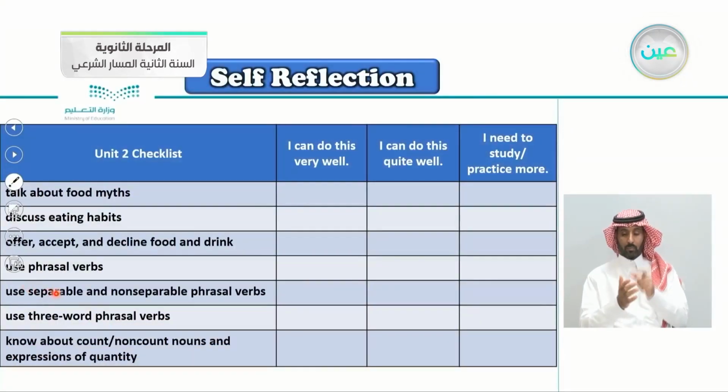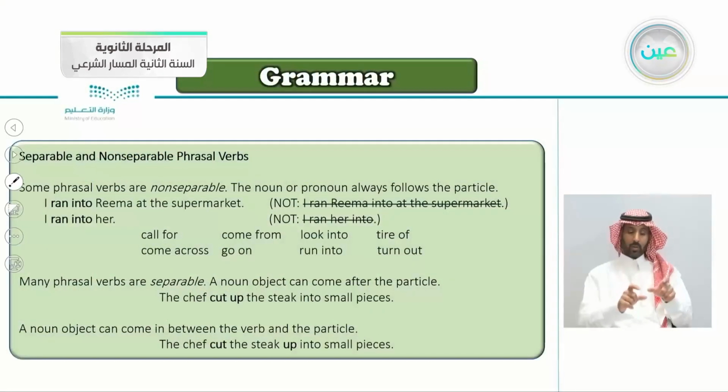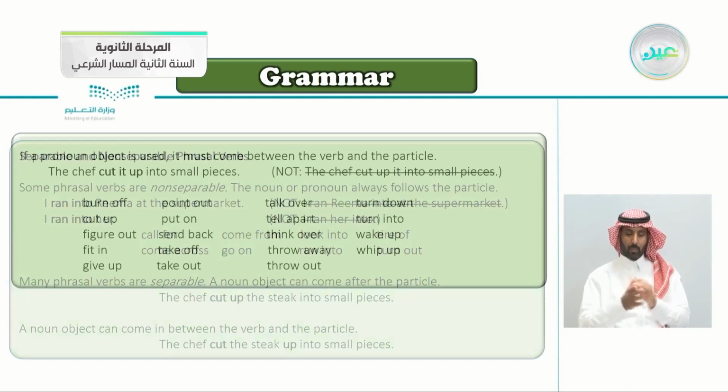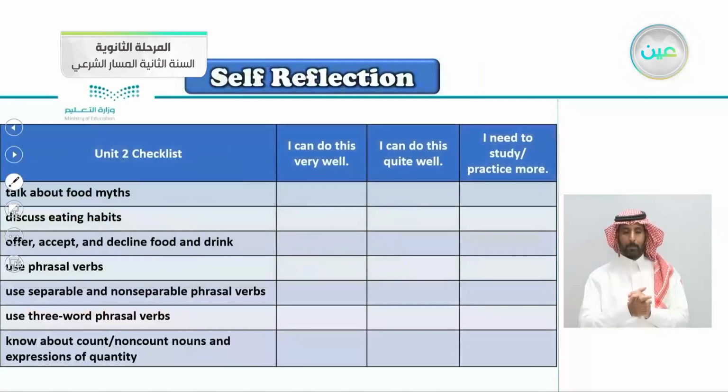Then we took the separable and non-separable phrasal verbs. If you remember, some of them we can separate. Some phrasal verbs are separable, some are non-separable. With non-separable ones, the noun or the pronoun always follows the particle. I ran into Rima. I can't say I ran Rima into. So these are non-separable. The separable one here, to cut up. For example, the chef cut up the steak, or you can say the chef cut the steak up. So you can separate those. So this is the separable and non-separable phrasal verbs.